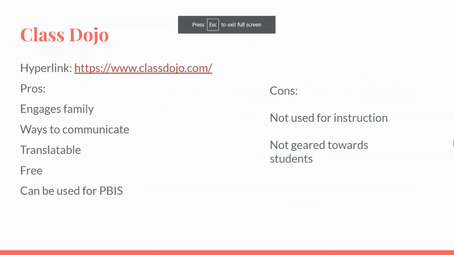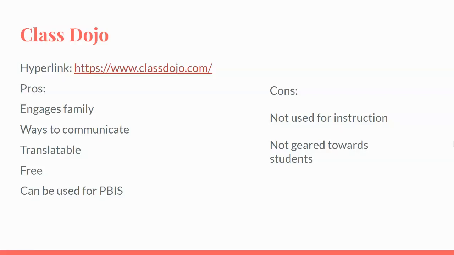And my last one is about Class Dojo. This is not an instructional website, but this is my means of communication with a family. It does engage families, so they're able to communicate with you. You're able to communicate with them. You can send pictures. You can send PDF files. You can also communicate and translate. If a parent is speaking in a different language, you can translate their message or they can translate yours, which I think is amazing, so that all parents are able to receive the same information regardless of their home language.